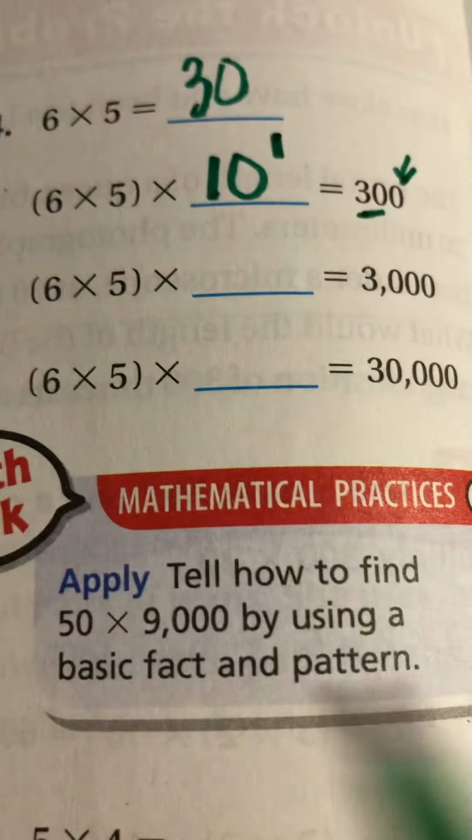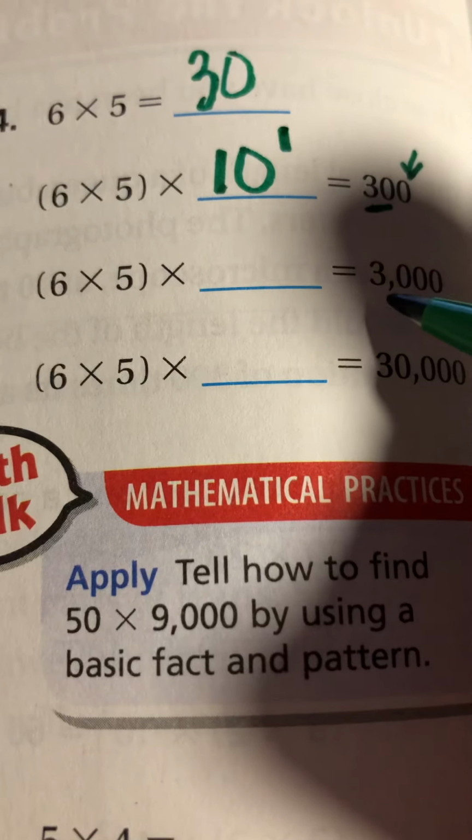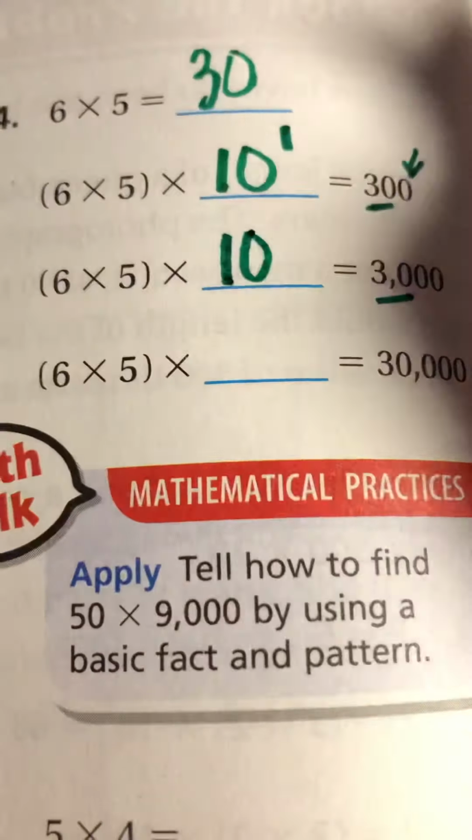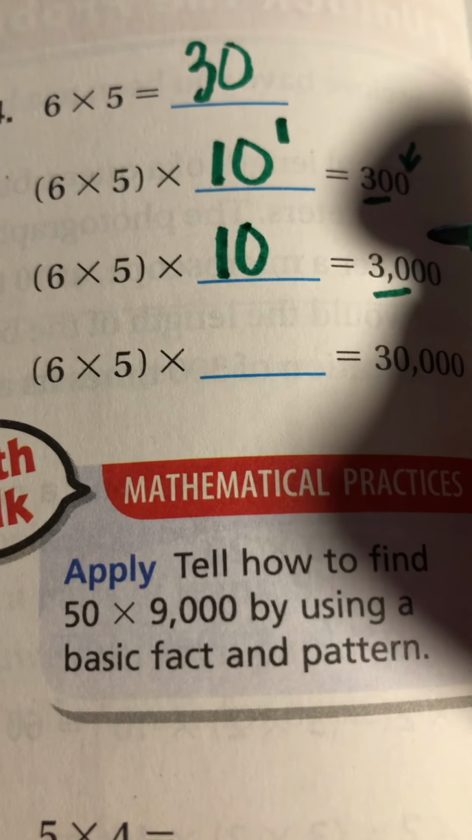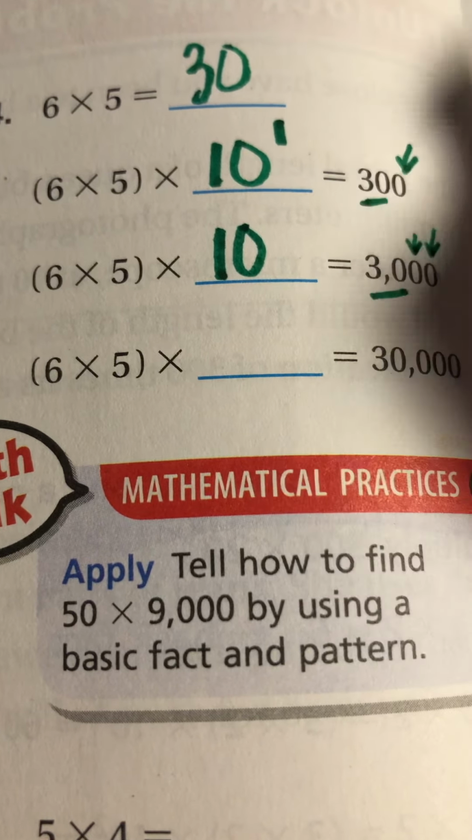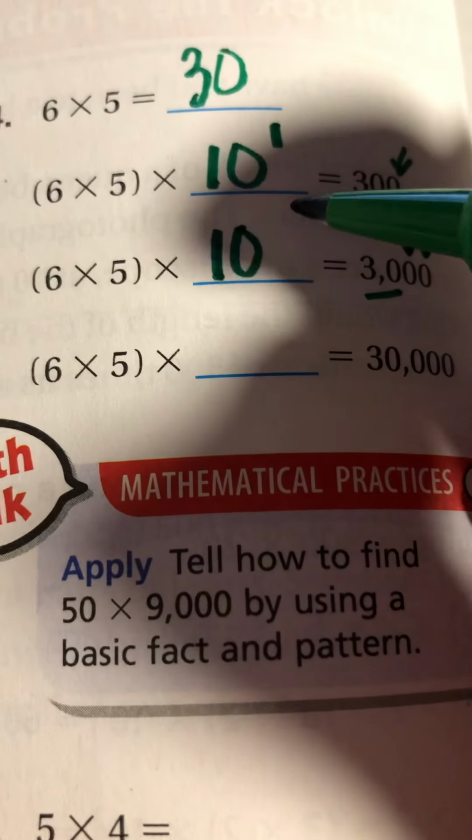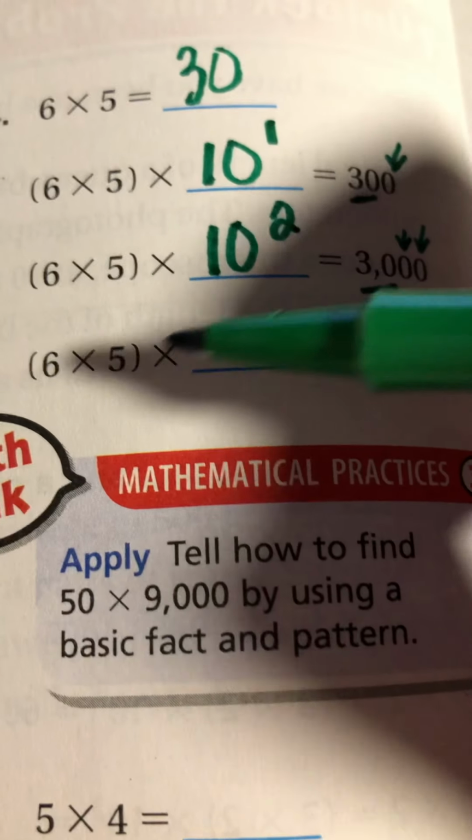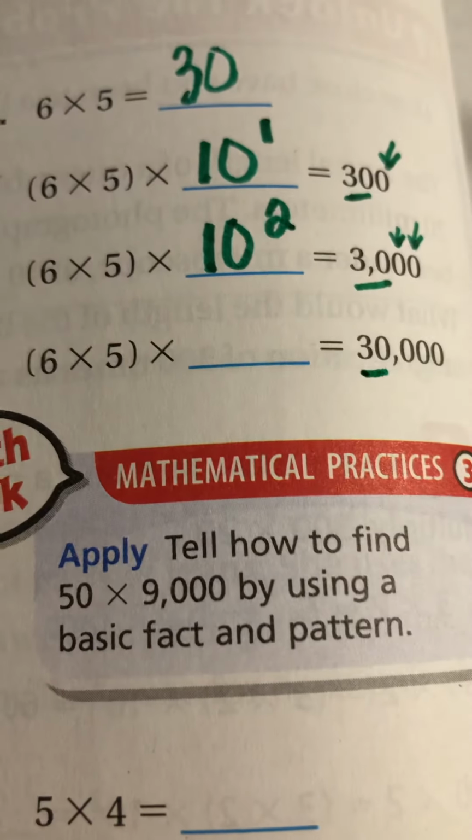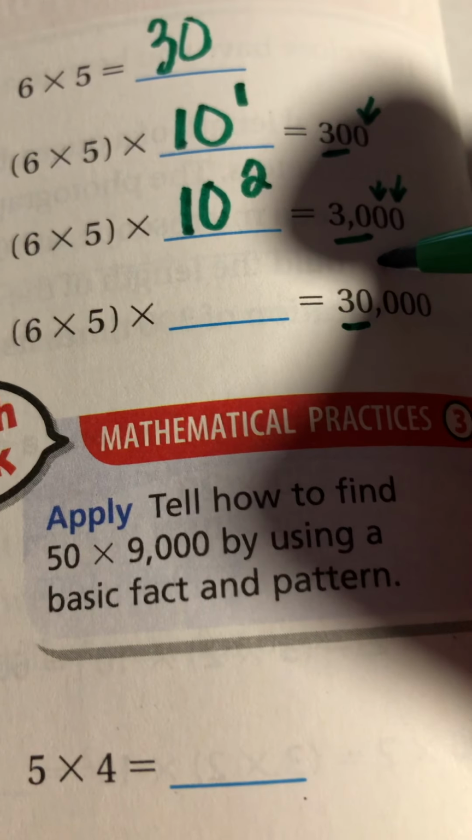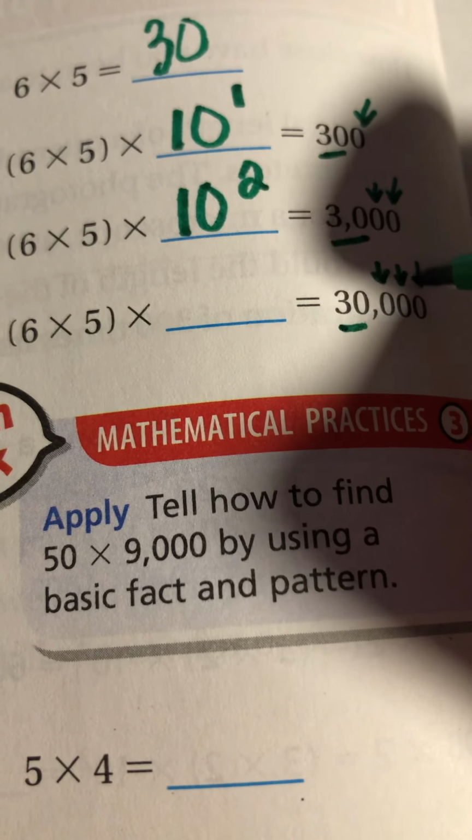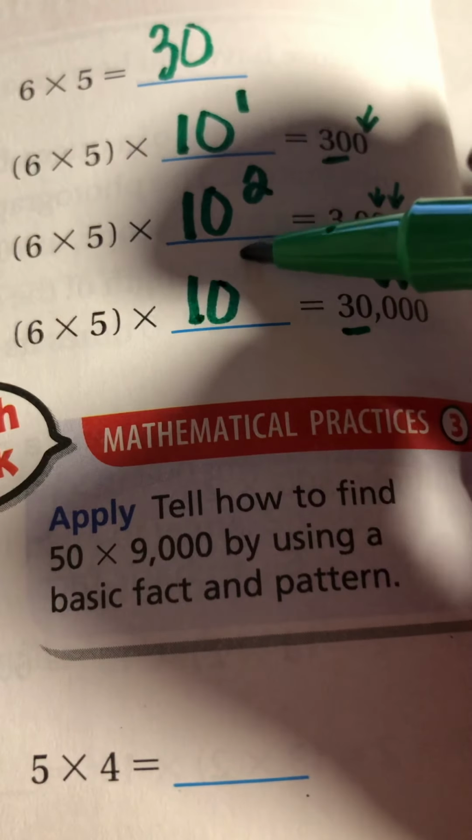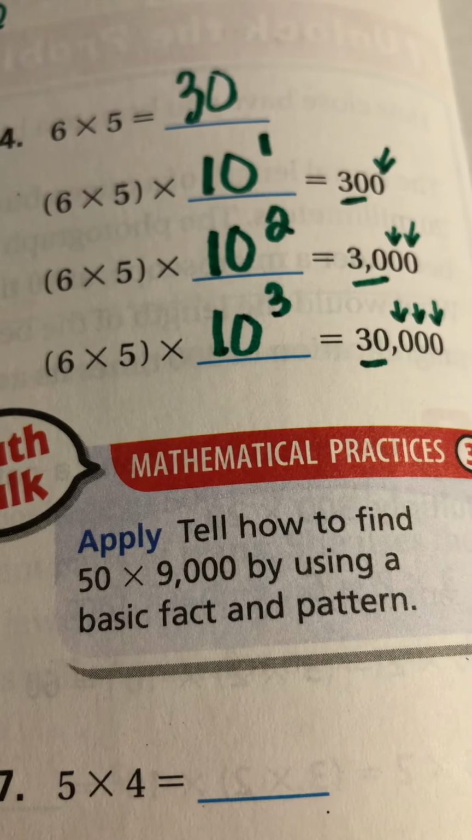All right, so let's do the next one. 6 times 5 is 30. So we got that over here. We know that our base is going to be 10. And then how many extra zeros do we have? We have 1, 2. So 10 to the second power. And the last one, 6 times 5, 30. And then how many zeros do we have? 1, 2, 3. So it would be 10 to the third power.